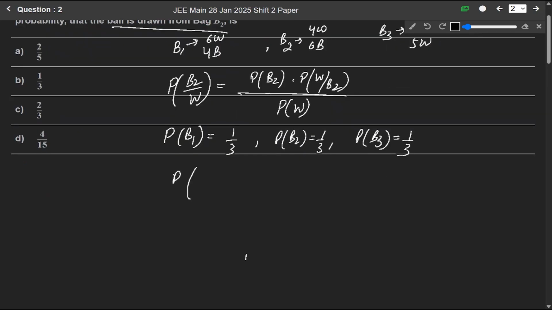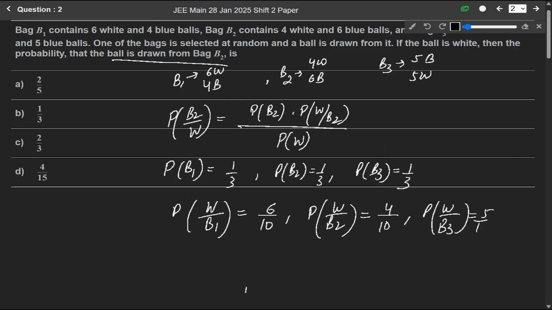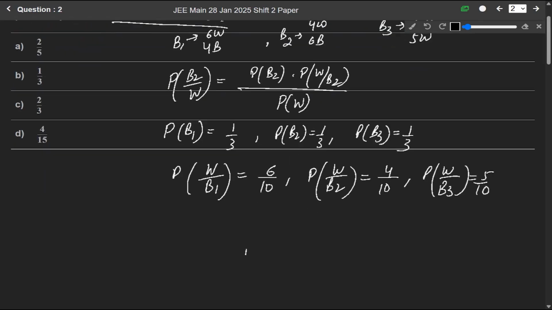Now the probability of picking a white ball from B1 will be, B1 is 6 plus 4, 10, and white is 6, so 6 over 10. Probability of picking a white ball from B2 will be 4 over 10. And probability of picking a white ball from B3 will be 5 over 10. Okay.